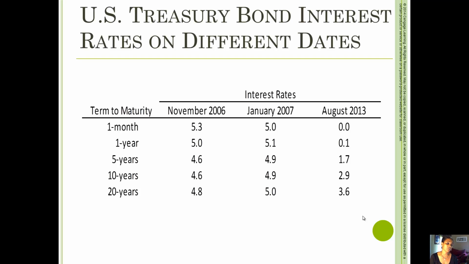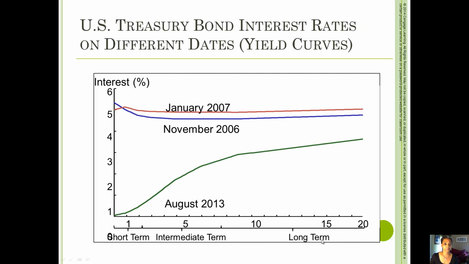So we have maturities ranging from 1 month to 20 years. So we have very short term to very long term interest rates. And so we can see with some of these, or one in particular, 2013, as the term to maturity gets longer, the interest rate gets higher, but not necessarily so in 2006 and 2007.